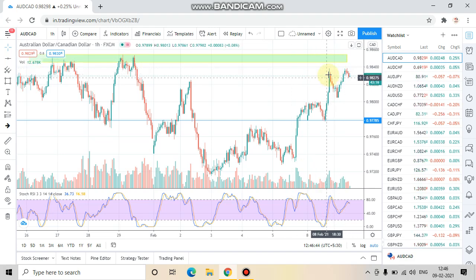Just remember, you can only buy at this particular point if it gives us a signal confirmation, and you can only short this market after getting the confirmation, and you can go long after this price level is broken with a good amount of volume. Okay, that's it all about the Australian dollar and Canadian dollar for this day.